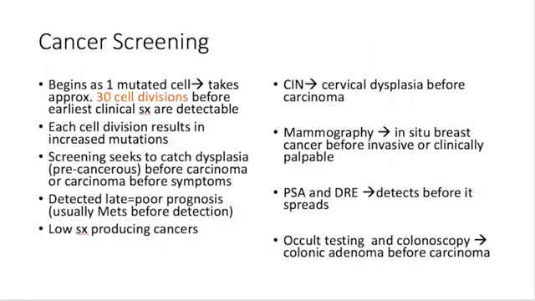So this is just a synopsis of that process. This is why we do cancer screening. It begins as one mutated cell, and takes approximately 30 cell divisions before the earliest clinical symptoms are detectable. This is where screening comes in. If we can't screen for something, then by the time it is detectable, it is usually pretty advanced, and there's a risk of metastasis at that time.